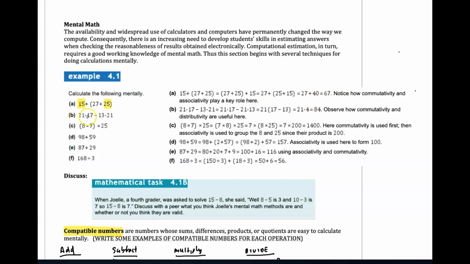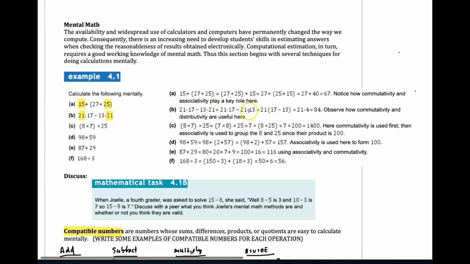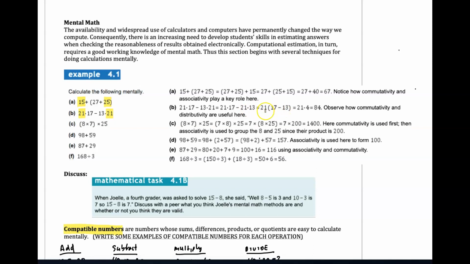This one looks a little trickier, saying, man, I can't do 21 times 17 and 13 times 21. But if you notice the 21 is in both of those, you end up being able to use the distributive property, right? You can pull out, or factor out, the 21, and then you're left with that right there, and you can get the answer mentally.